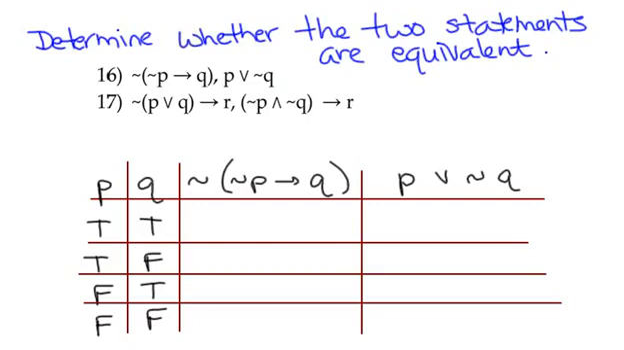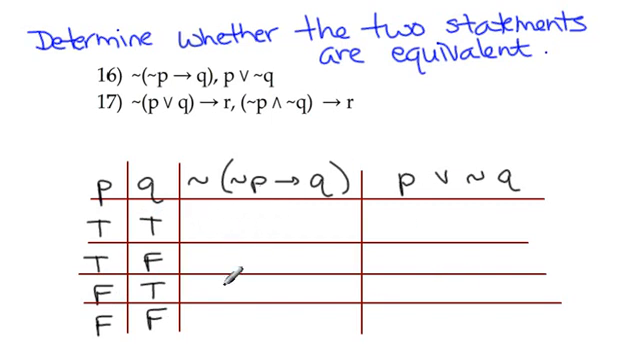On 16 and 17, we're asked to determine whether the two statements are equivalent. And one way that we can do that is by using our truth tables and look and see if the answer column of each statement is identical. So I'm going to fill in this truth table. I've already gotten it started where we have our 4 different cases. And then I've written both of the statements.